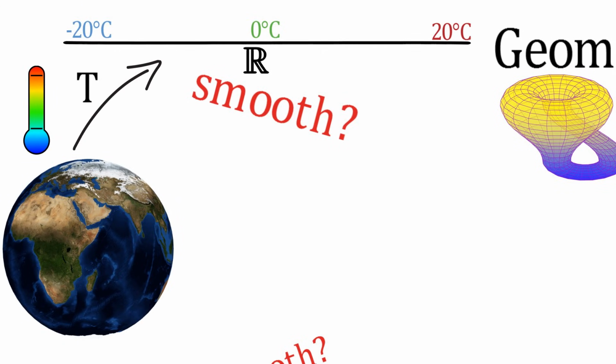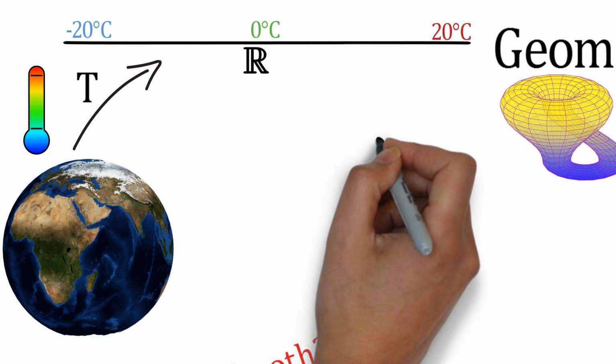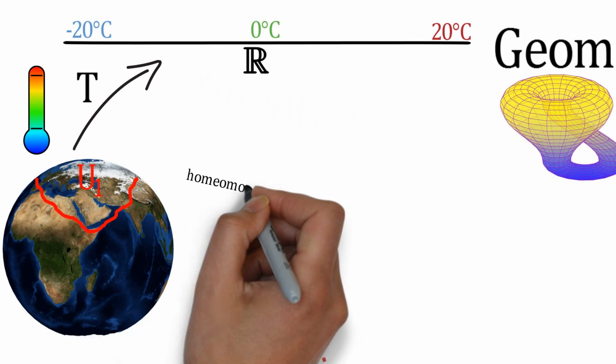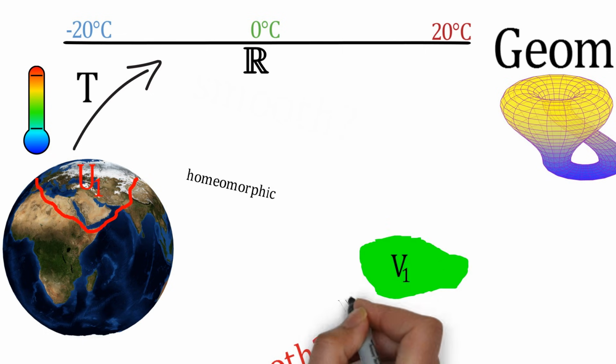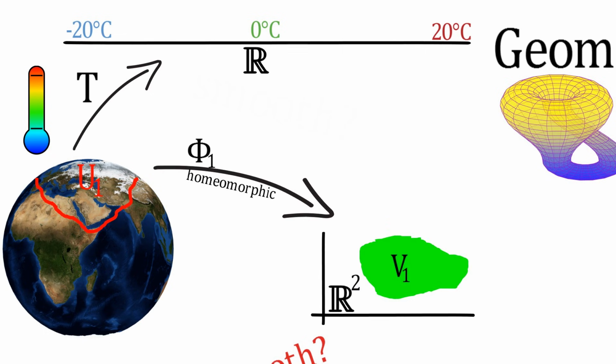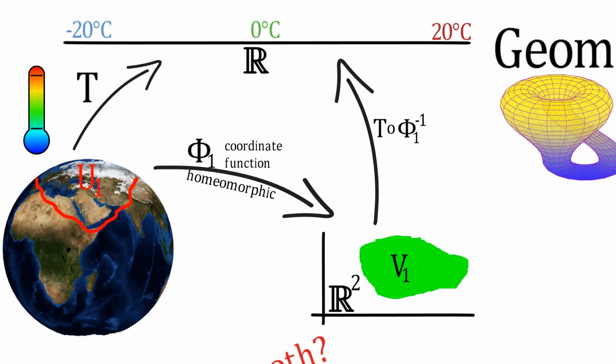Here is how. Our local set, let's call it U1, is homeomorphic to a subset V1 in R squared. That is, there exists a continuous map phi1 from U1 to V1 with a continuous inverse. This map is called a coordinate function. So what we actually considered when we zoomed in was the composite map T after phi1 inverse, for which we surely know what smoothness means.